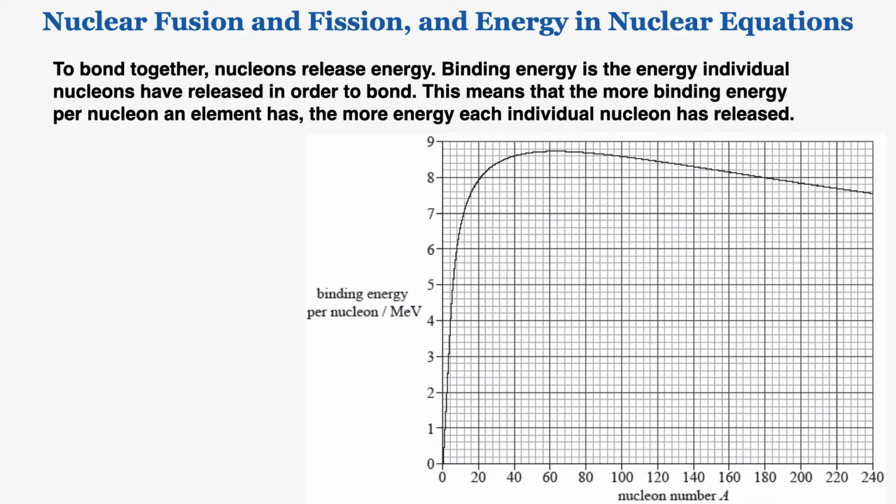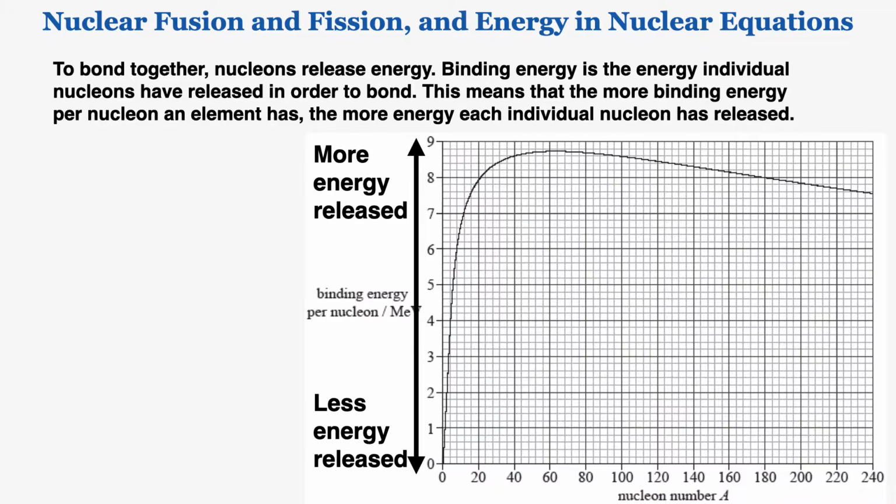We remember from the last few lectures that to bond together, nucleons release energy. Binding energy is the energy individual nucleons have released in order to bond. This means that the more binding energy per nucleon an element has, the more energy each individual nucleon has released. So as we go up this graph, this tells us that more energy has been released by each individual nucleon.